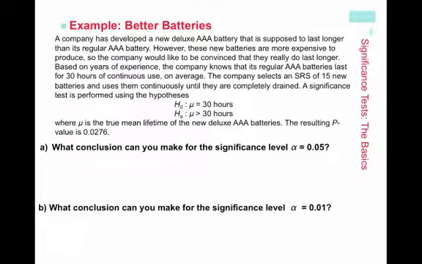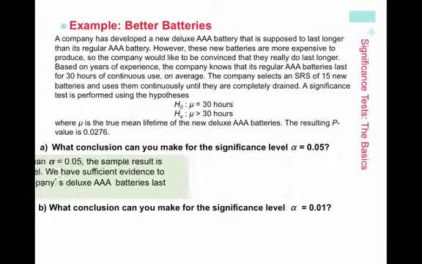So, batteries. We have a null hypothesis that the average length is 30 hours and an alternative hypothesis that the average is more than 30 hours. Mu is the true lifetime of these new fancy batteries. Our P is 0.0276. Somebody did this test and found that P was 0.0276. What conclusion can we make for significance level alpha equals 0.05 and 0.01?